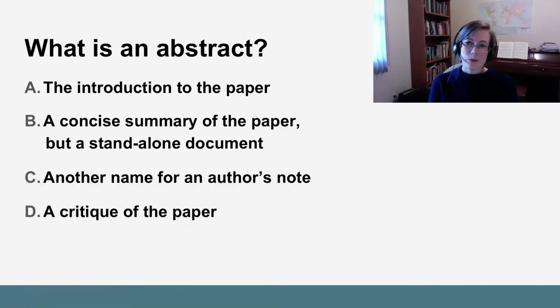An author's note is a completely separate genre. An author's note is where the writer will talk about the changes or revisions that they made between drafts to their paper. An abstract is not going to talk about that. And then a critique of the paper is, again, a completely different genre. That is where the critique is going to evaluate a paper and how well it supported its argument. An abstract is not a critique of a paper. As we'll see, it's actually a summary of the paper.